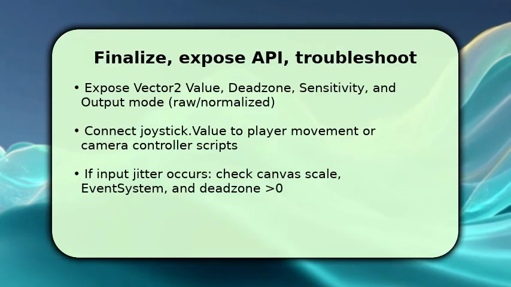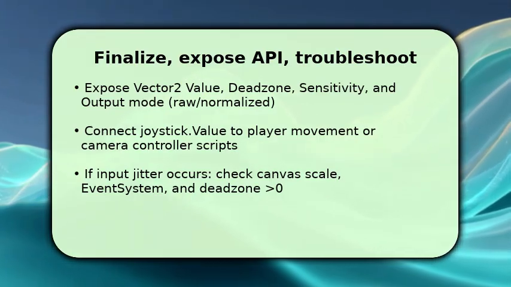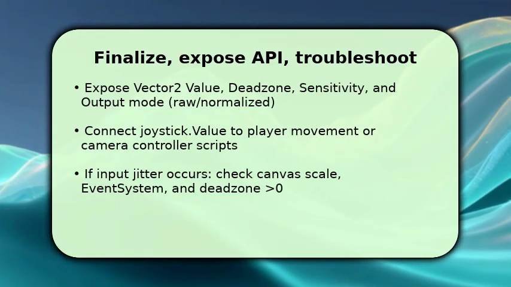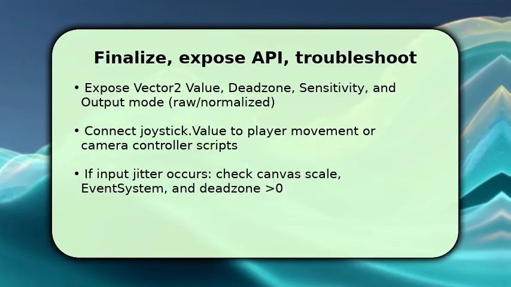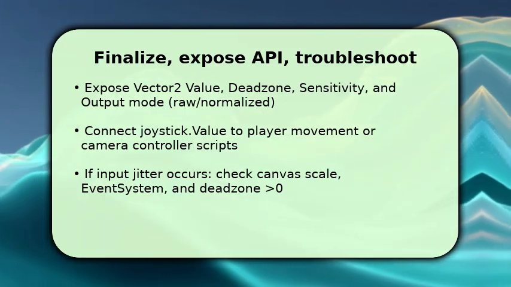Finish by exposing a clean API from the joystick: a public Vector2 value, a dead zone float, and sensitivity settings. Provide an option for raw versus normalized output.